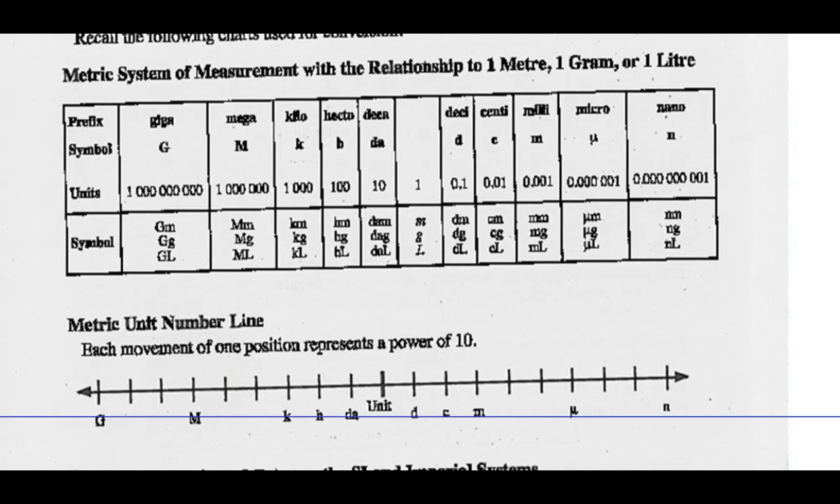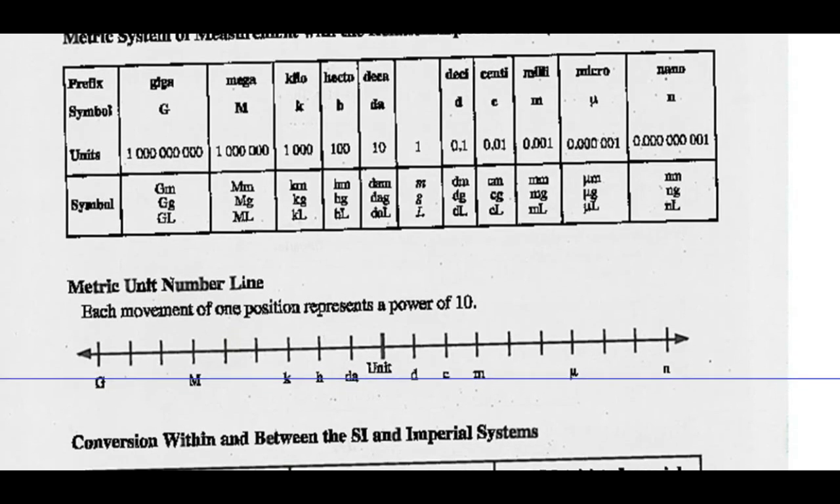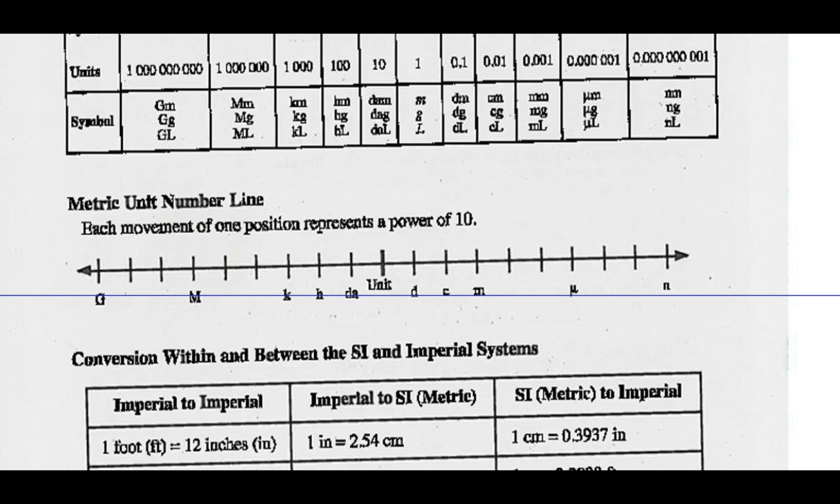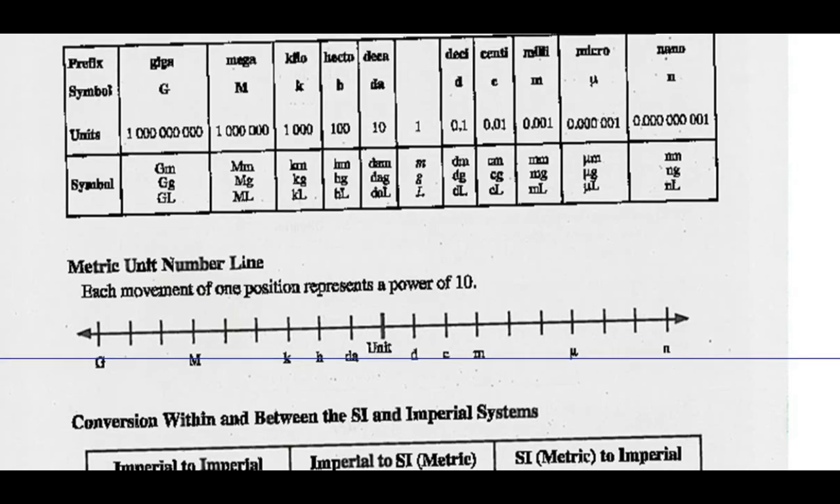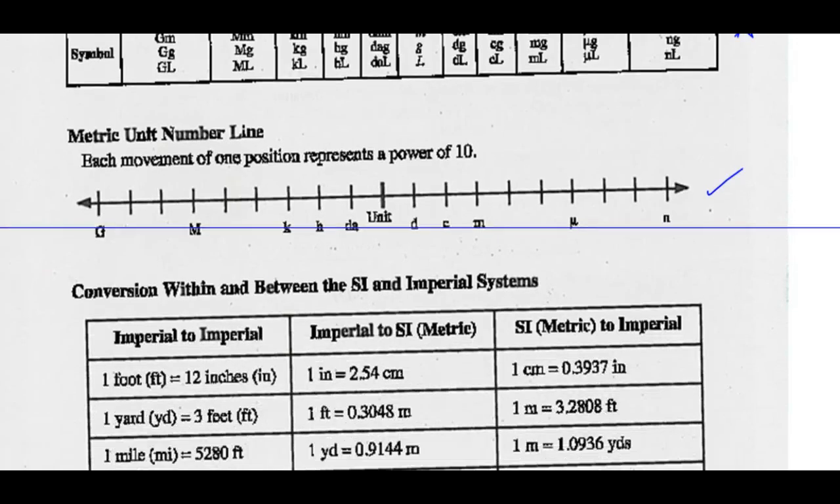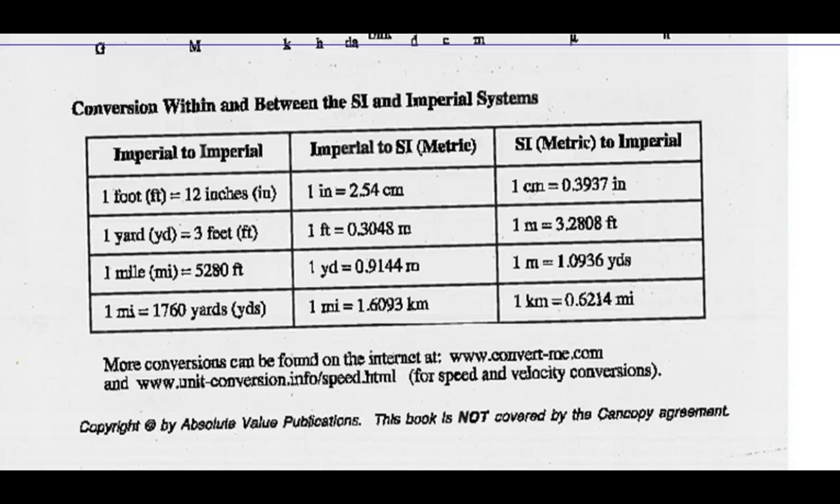These will be on your, or something similar will be on your formula sheet. Not this one, this is pretty basic. The metric number line. This is an in-depth one. Here's a pretty simple metric number line. All right. Conversion within and between metric and imperial. So this will be on your formula sheet. You'll have that with you at all times.